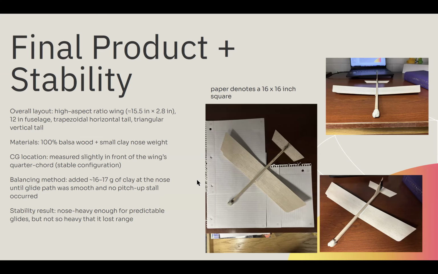And then to achieve longitudinal stability, we adjusted the clay so that the center of gravity sat slightly in front of the wing's quarter chord point. And that point would be about right here. Definitely not the best, but for what we had, I feel like we did a pretty good job. And then it is more or less an ideal position for stable gliding. And with that, the aircraft avoided pitching up, it stalled less, and it produced a clean, predictable glide path.